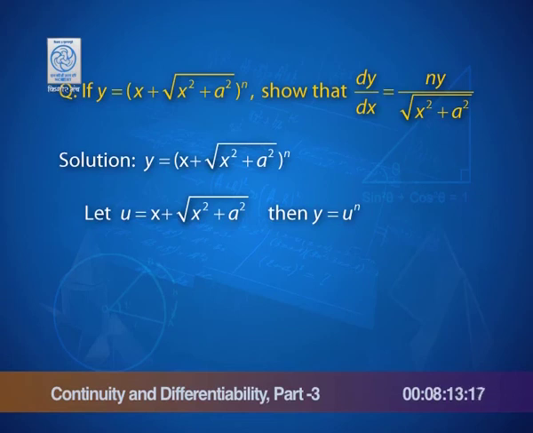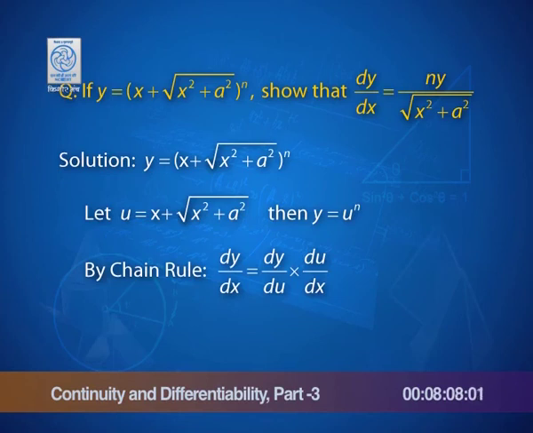So, clearly y is equal to u to the power n, and therefore, by chain rule, the derivative of y can be read as the derivative of y with respect to u into the derivative of u with respect to x. Now, the derivative of y with respect to u is nothing but n u to the power n minus 1. It is the derivative of u that needs more work. So, again going back to our function u, which is of course x plus root x square plus a square, the derivative of y with respect to u simplifies to this expression.